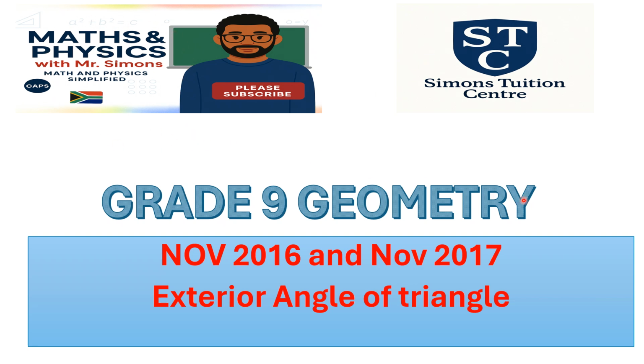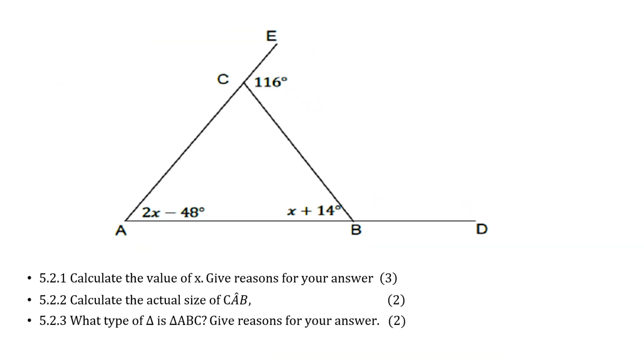Today's grade 9 geometry lesson comes from November 2016 and November 2017 past exam papers. We're looking at testing the exterior angle of a triangle and solving for x generally, right? So there they've given us CAB as a triangle and they've extended A to E. That's the exterior angle of a triangle.